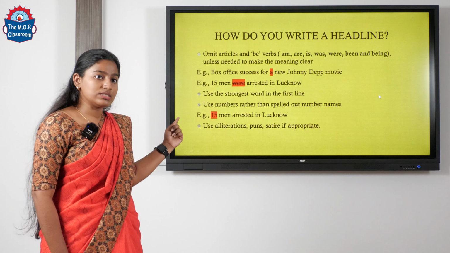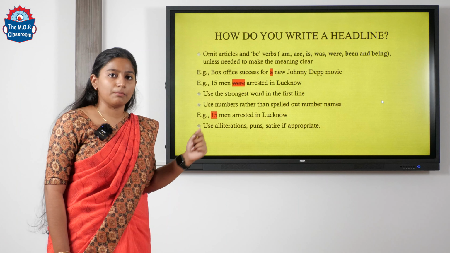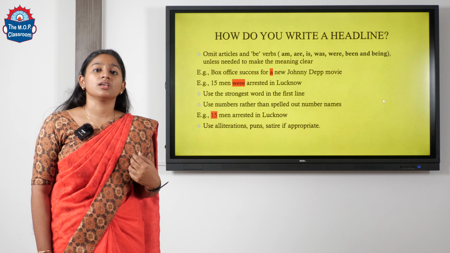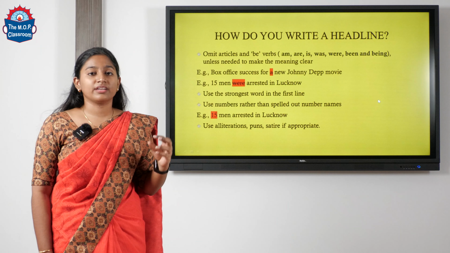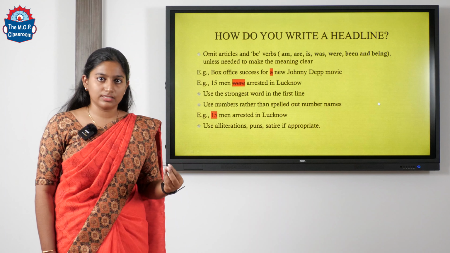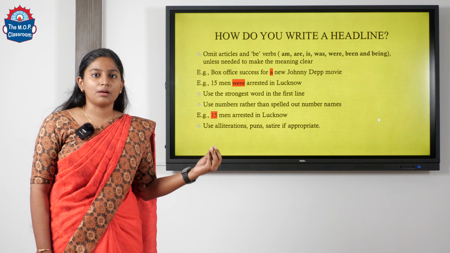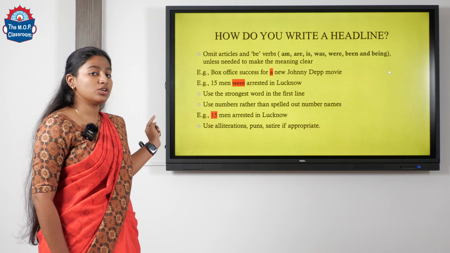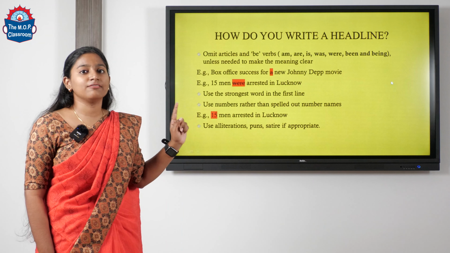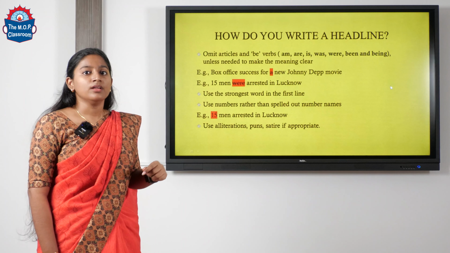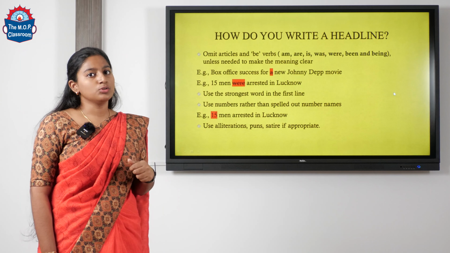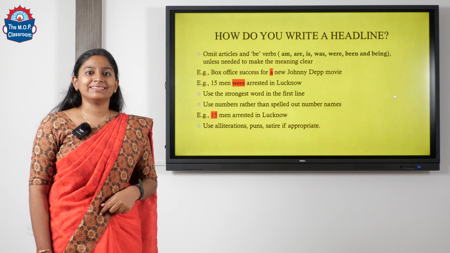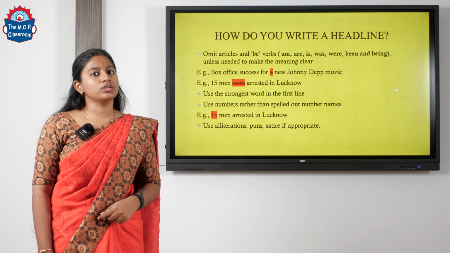And you have to use numbers rather than the spelled out number names. Your entire article is going to be written using letters or alphabets. So if you're going to use a number there, it would stand out and it would grab the reader's attention. So prefer using numbers rather than number names. Here we have an example, 15 men. Instead of writing fifteen, I have used the number 1 and 5. So this is an example of using numerals in a headline. And you can also use alliteration, pun and satire if it is appropriate to the context.